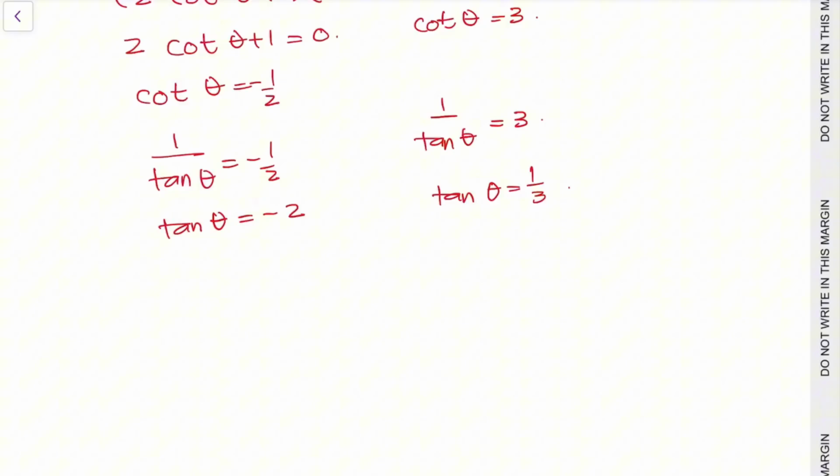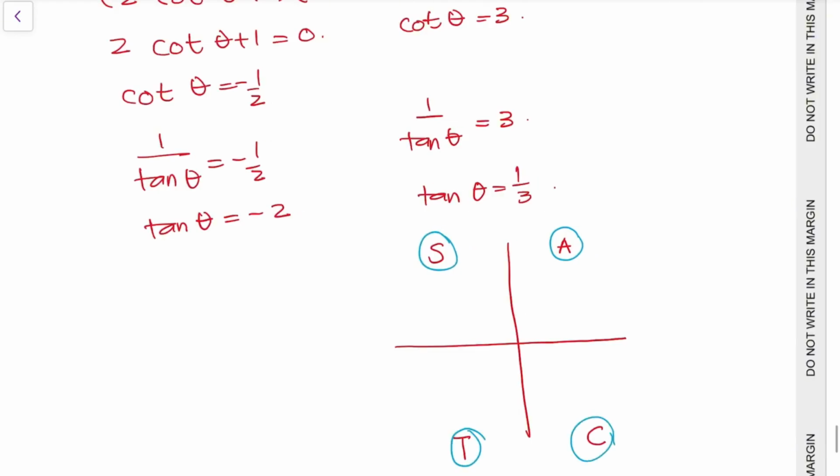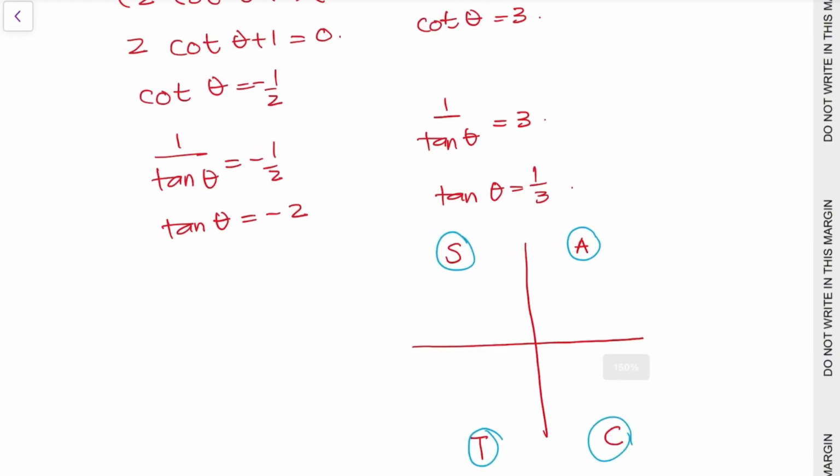Once you have found your tangent theta is negative 2 and tangent theta is 1 over 3, how do you get your theta? One thing you need to remember when we talk about trigonometric ratio, on our quadrants, the first quadrant, all trigonometric ratio will be positive. On the second quadrant, it's only sine that will be positive. Third quadrant is tangent, and fourth quadrant is cosine. How I remember this is by 'add sugar to coffee'. Okay, you can remember the same way or you can have your own way.